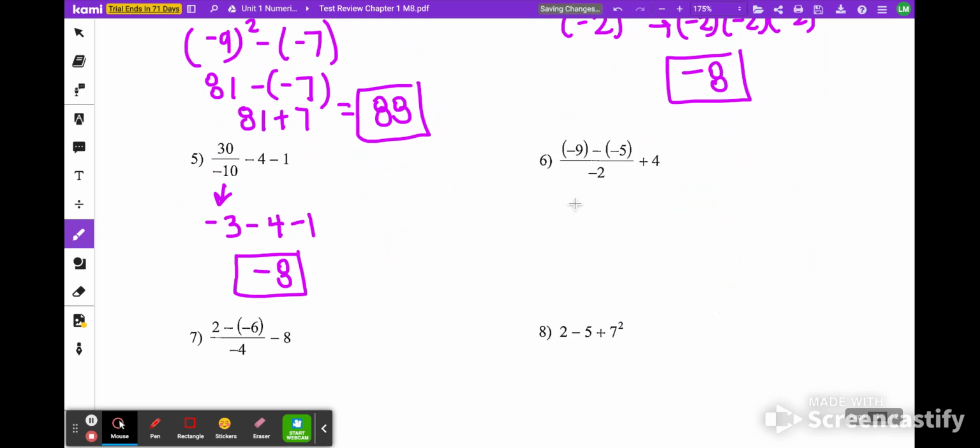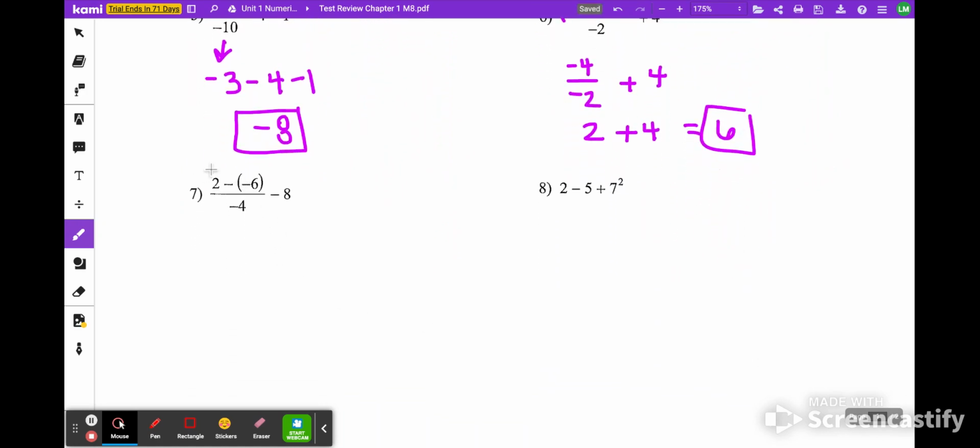Number 6, this one we would maybe want to start with the top portion, just because whenever you have numbers like this joined together on top of a divisor sign, we want to get rid of those first. So we have negative 9 minus negative 5, which just means negative 9 plus 5, and that would give you negative 4 over negative 2 plus 4. Negative 4 over negative 2 is a positive 2, and 2 plus 4 is equal to 6.